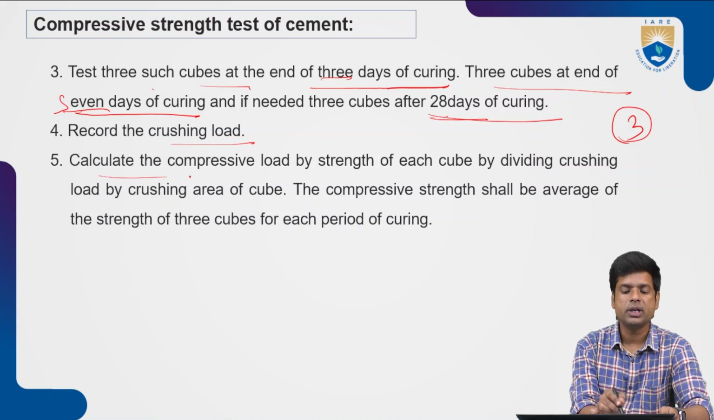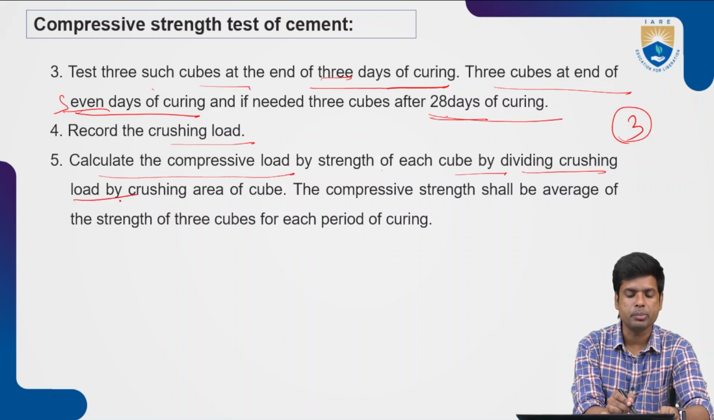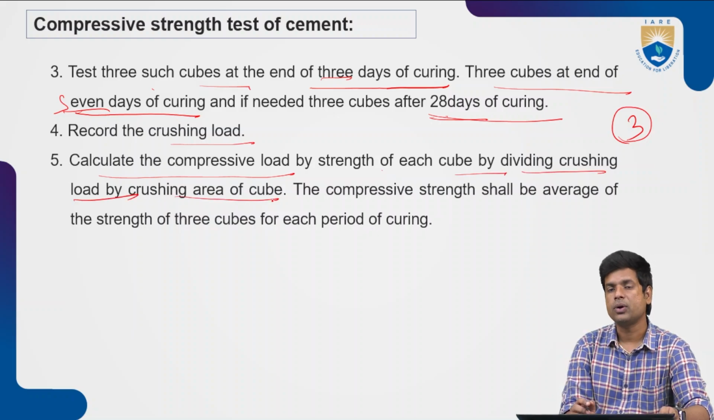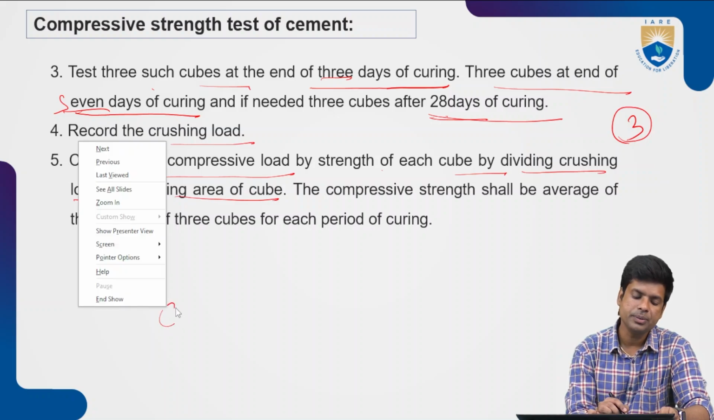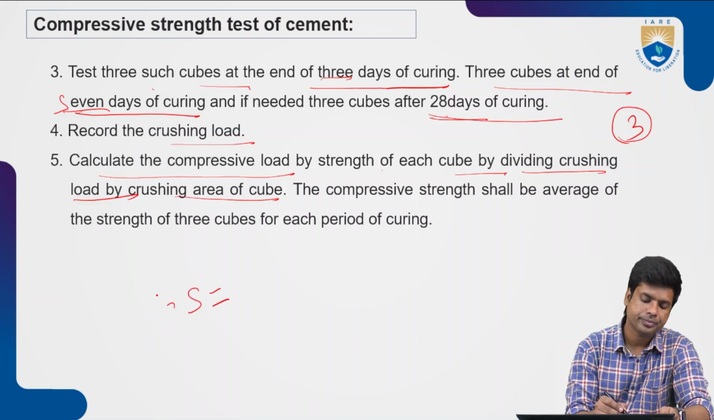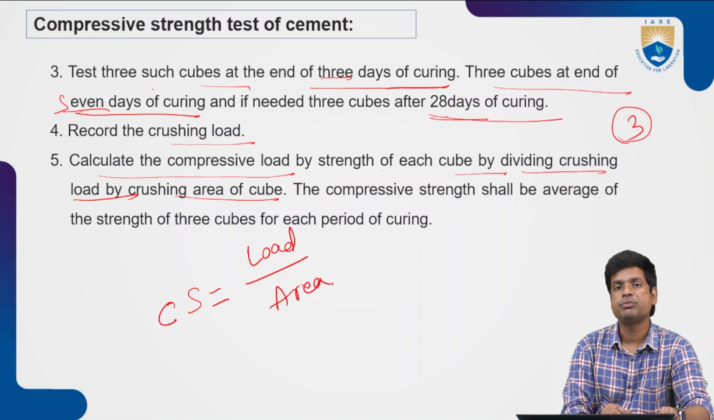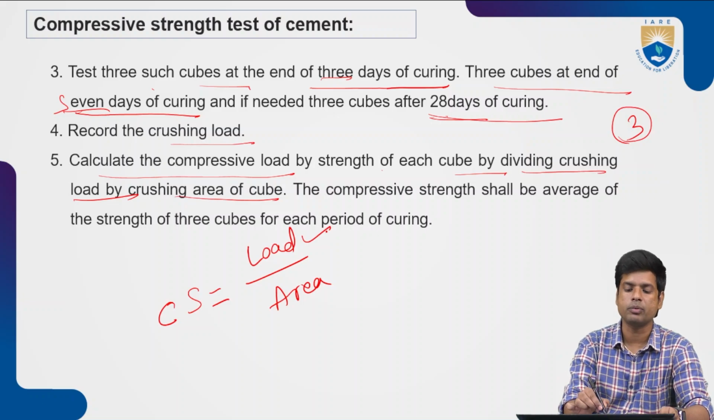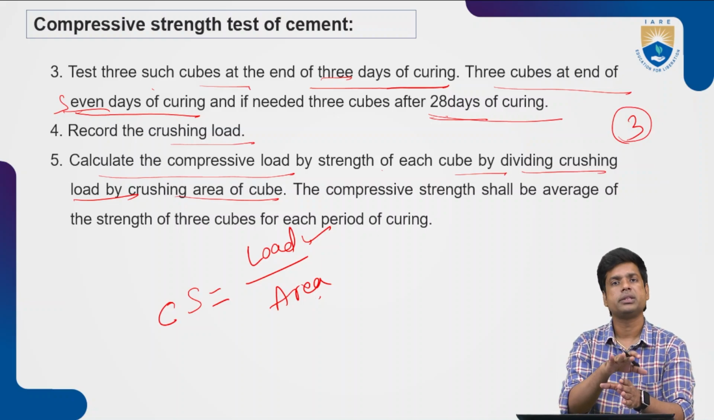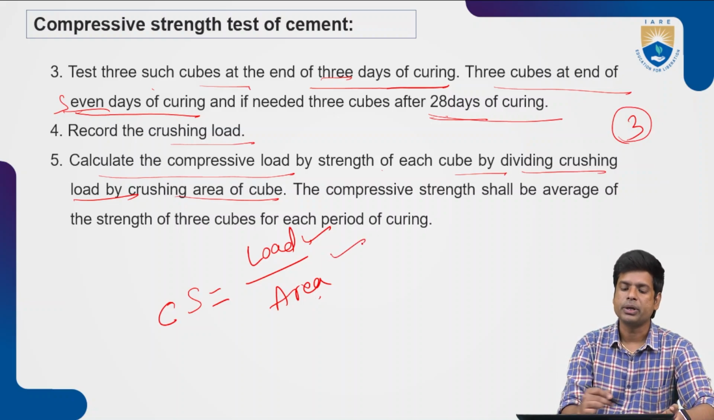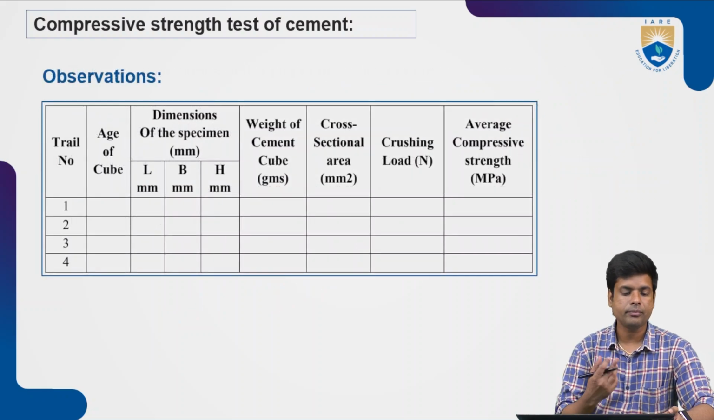Now calculate the compressive strength of each cube by dividing the crushing load by the crushing area of the cube. The compressive strength of the cube is the load by area. Load here means the crushing load, wherever the cement cube fails, that load will be considered. Area means the top surface, because wherever you apply the load, that particular surface is taken. By using this, you can calculate the compressive strength.